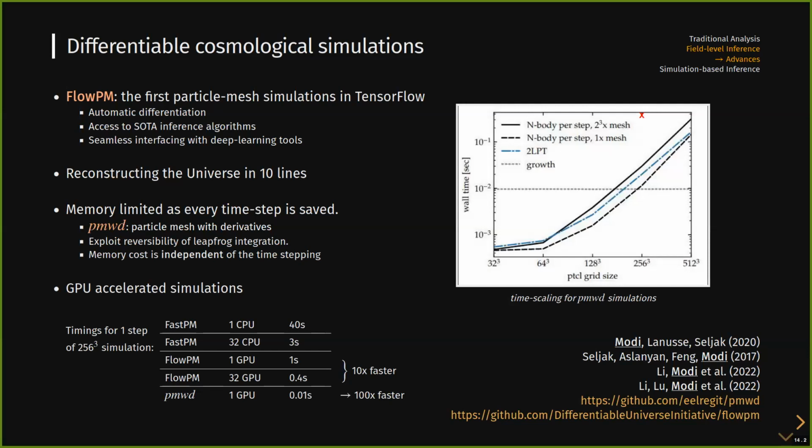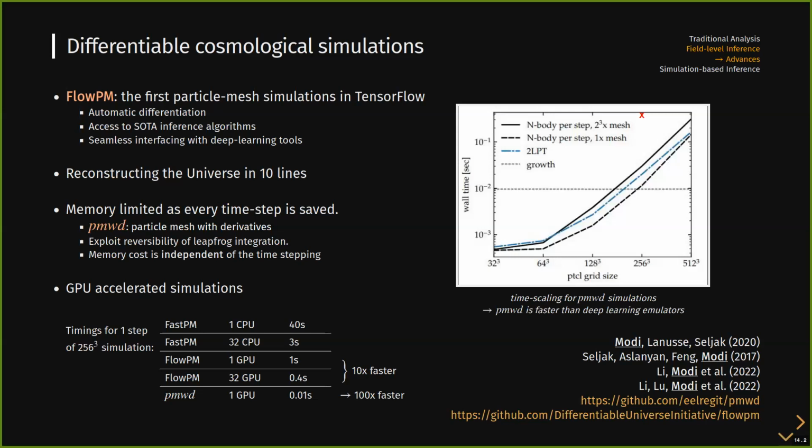They are also compatible with GPU, so they are GPU accelerated. FlowPM was already 10 times faster than CPU simulations. PMWD is about 100 times faster. I'm showing here the time taken for one step of the simulation as a function of simulation size. So for 256 cube grid simulations, PMWD takes about a hundredth of a second. And we believe this might be the fastest PM code out there.